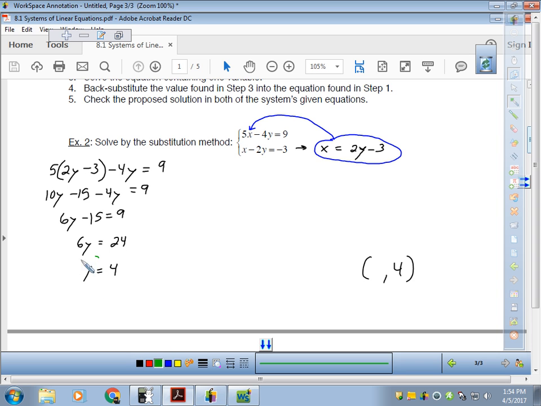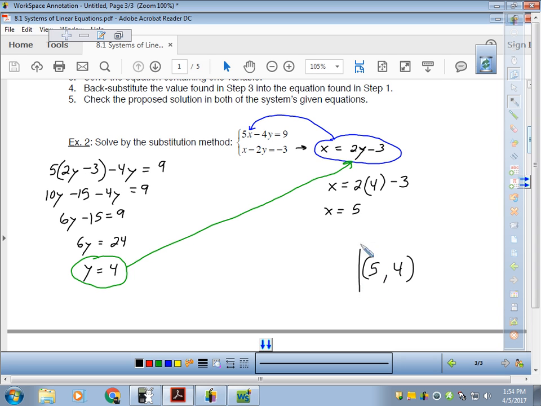Well, to find the x, take this y you just got and substitute it back in over here. So we'll have x equals 2 times, and instead of y, we're going to write 4. So 2 times 4 is 8. 8 minus 3 is 5. So here's my answer, 5, comma 4. Now I boxed it in. I probably should check it first.